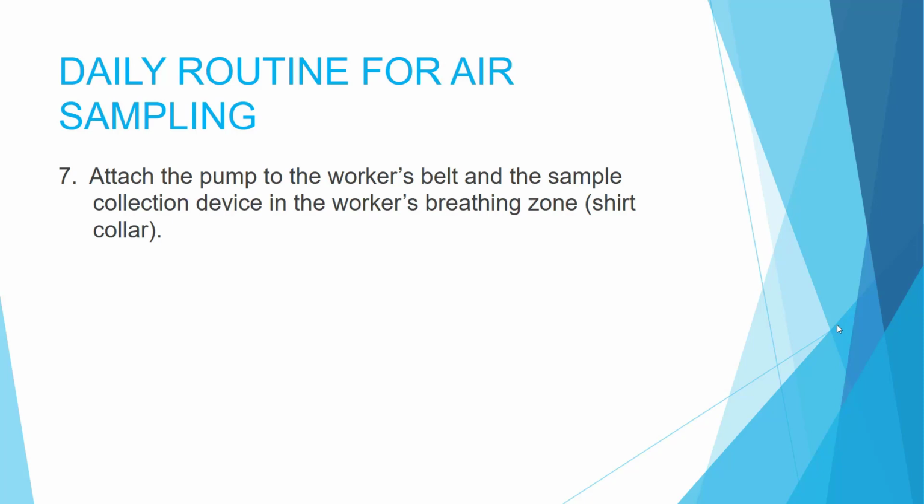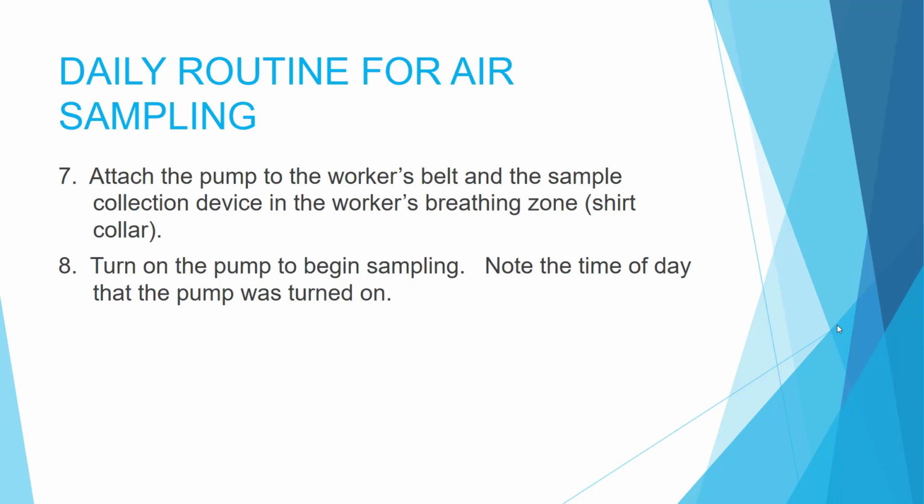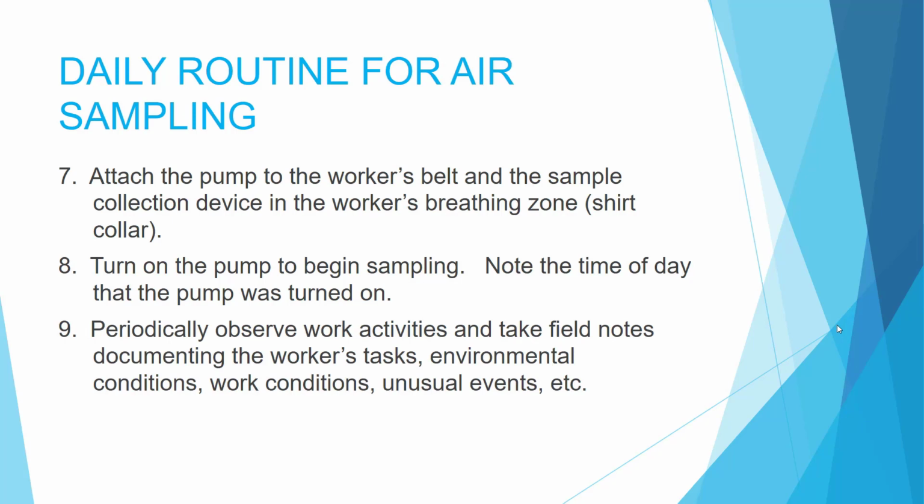Next, attach the pump to the worker's belt and the sample collection device in the worker's breathing zone or shirt collar. Turn on the pump to begin sampling. Note the time of day that the pump was turned on. Periodically observe work activities and take field notes documenting the worker's tasks, environmental conditions, work conditions, and unusual events.